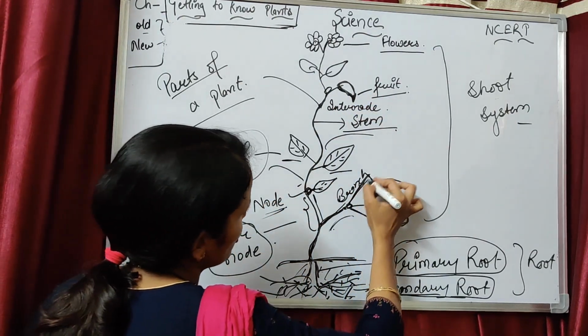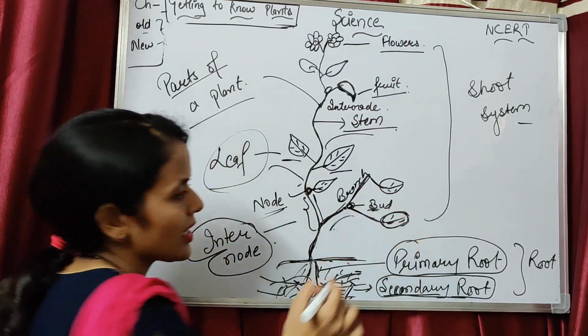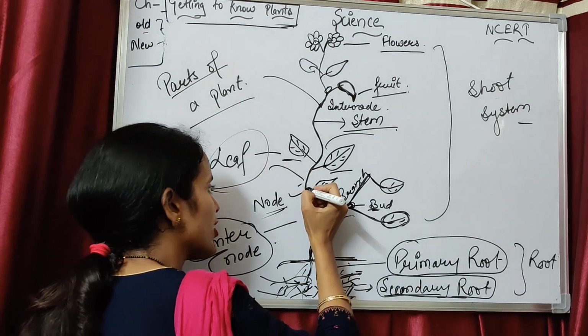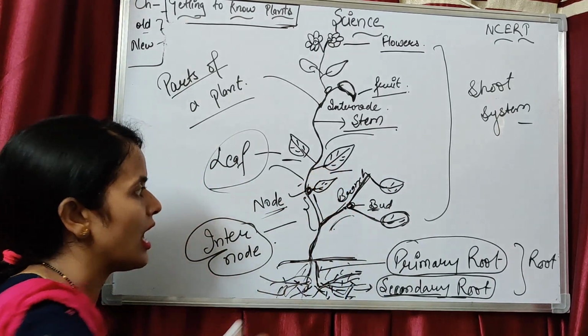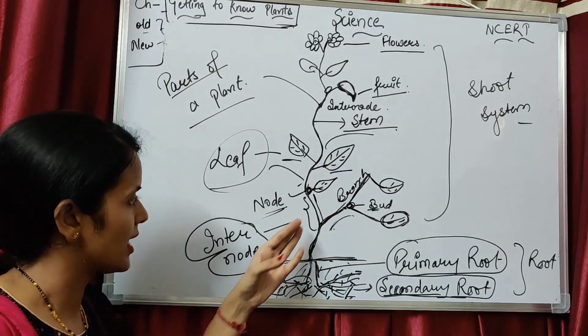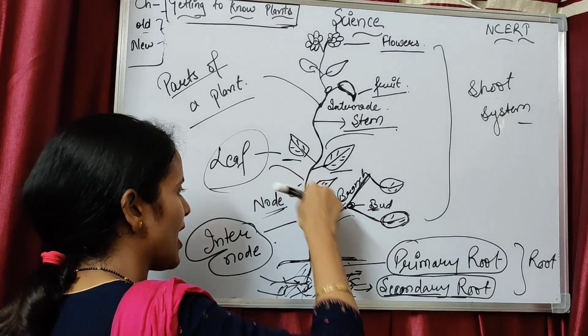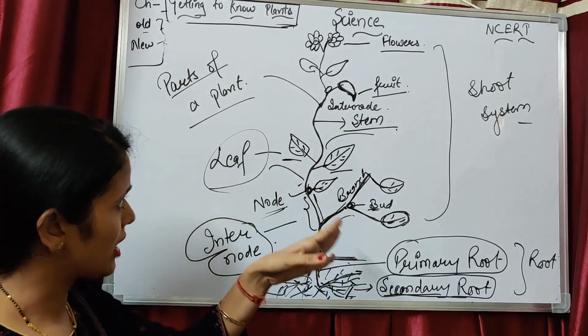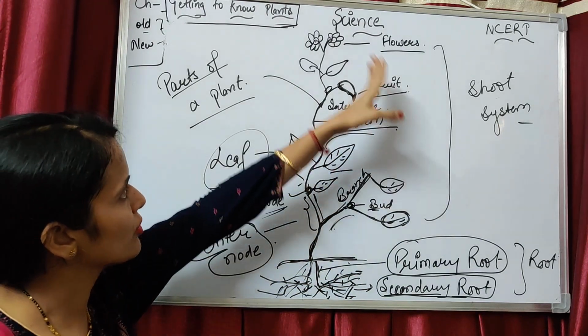And between two new leaves there will be a bud. You can say a new part will originate here after some time. A new branch will also originate here after some time. So this is known as internode. A new branch is here, new node is here. So this is internode. All are aware about leaf, stem, fruit, flower.